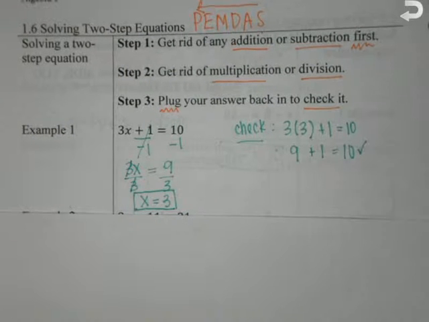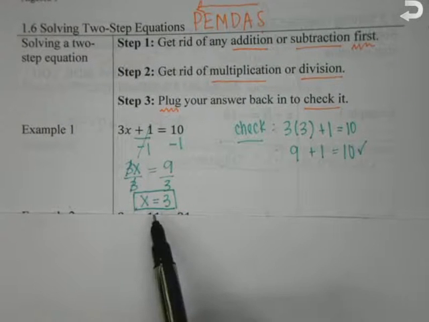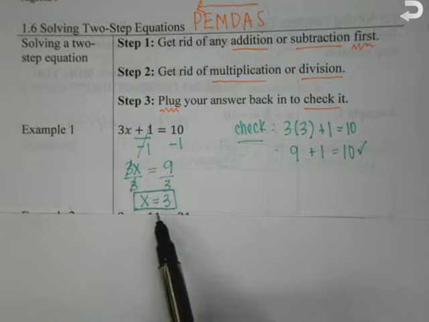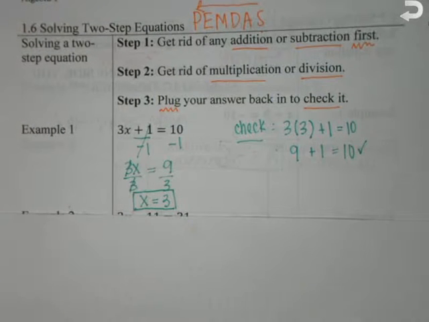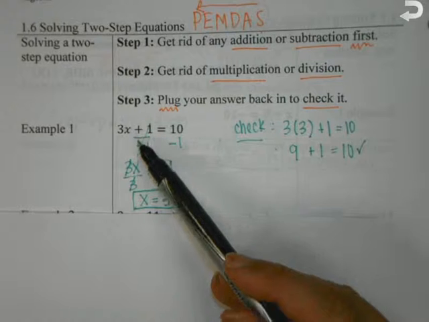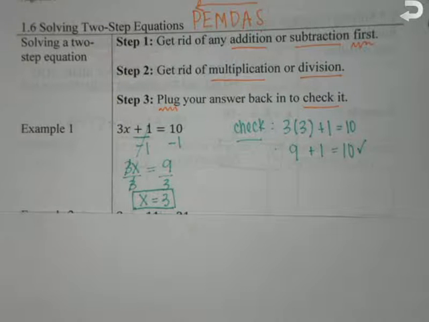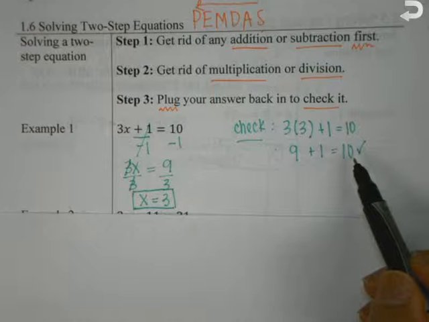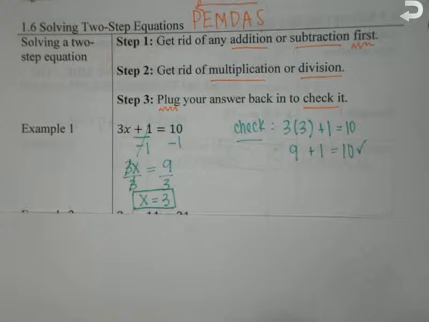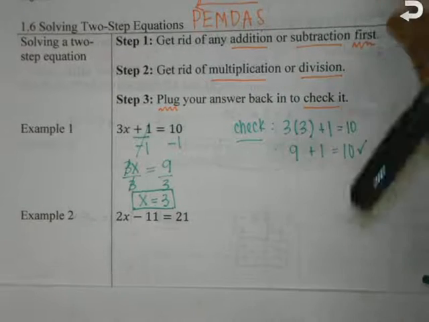Okay, so when we're solving, when we're trying to get x by itself, we're doing order of operations backwards because we're taking it all apart. When we plug our answer back in, that's when we're putting it back together to check that our answer is right. So you still have to follow order of operations in your check. Okay? Okay, example 2. 2x minus 11 equals 21.